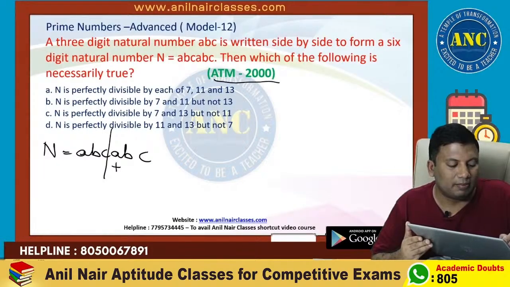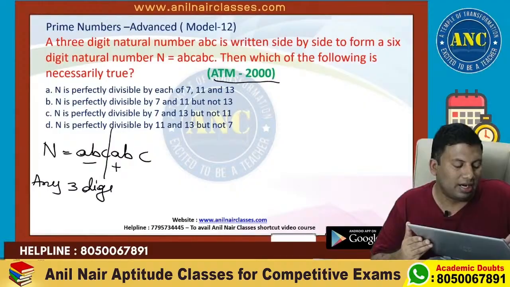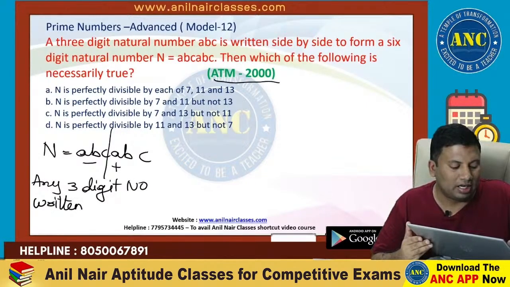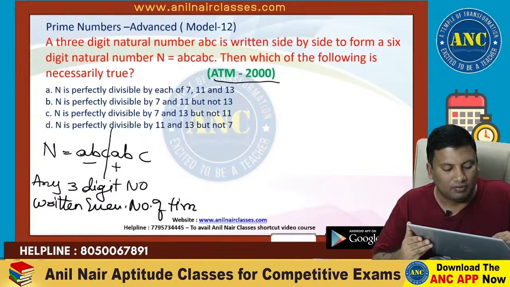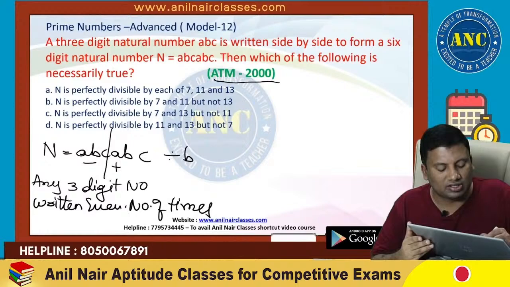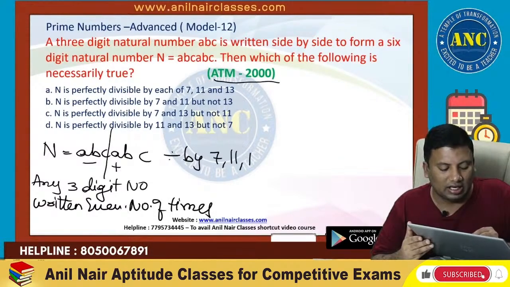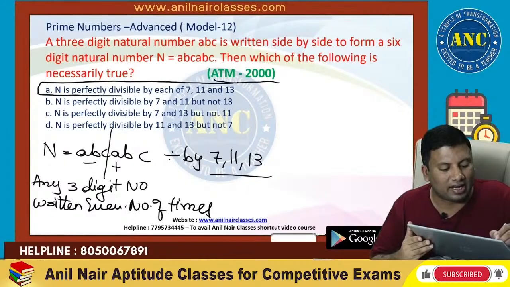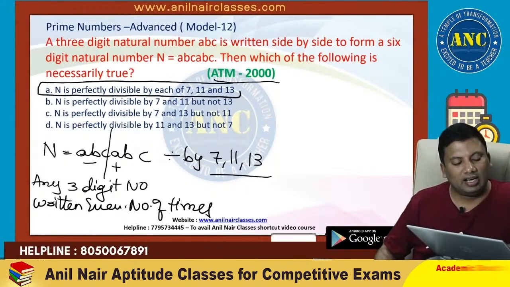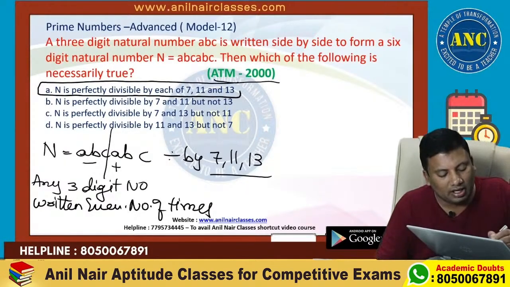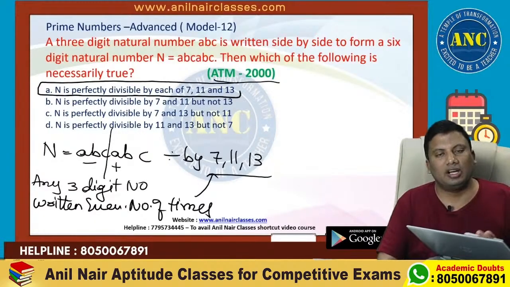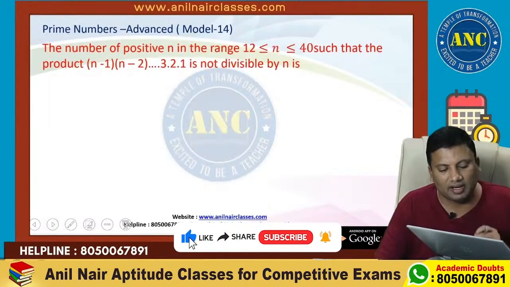Any 3-digit number, what is the concept that we discussed? Any 3-digit number written even number of times is always divisible by which all numbers? It is always divisible by 7, 11, 13. In my previous class, I discussed this concept. So, n is perfectly divisible by 7, 11 and 13.